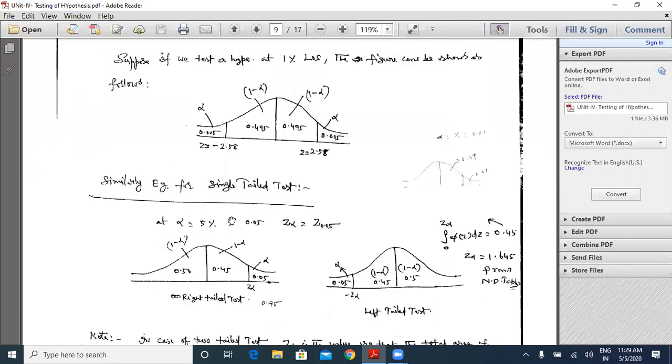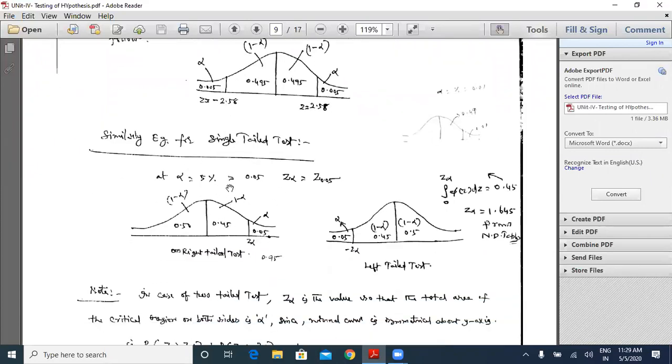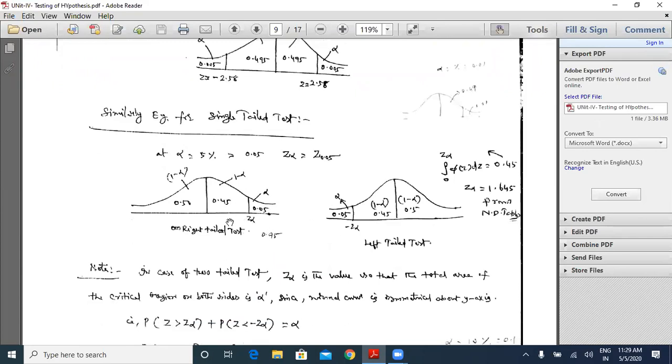Similarly, for example, alpha is 5%, 0.05. This is a single tail test. Single tail test means, when alpha is 5%, this is Z alpha, because it is a right tail test and the entire 0.05 is here. If it is 0.05, the remaining part is 0.45. So you can find Z alpha, where the integral from 0 to Z alpha of phi z dz is 0.45, and by reverse tracking you will get the value.